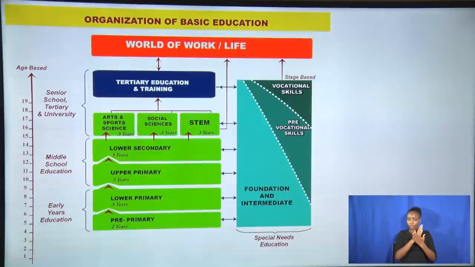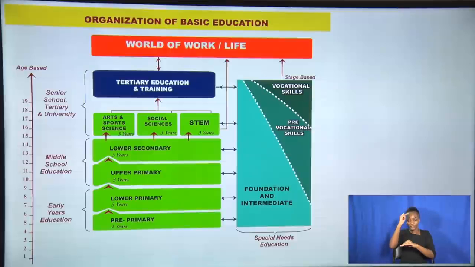And that's why we talked about a differentiated curriculum that offers many opportunities. So you can see there is arts and sports, there is social sciences and STEM at the senior school. And then on the right hand side, you can see a different pathway, the SNE pathway, the special needs pathway, where learners who are differently able can begin at the foundational stage.